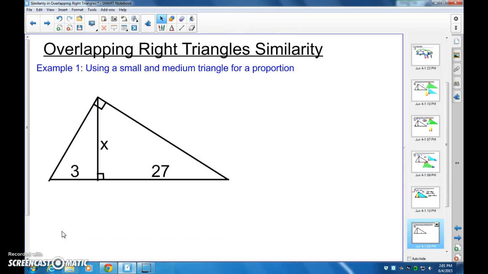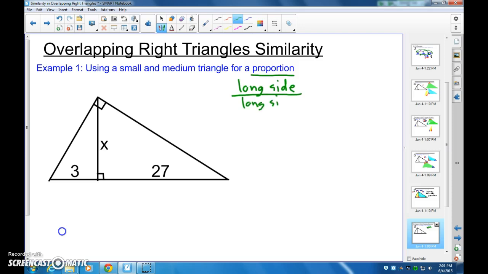So now let's take a look at solving a problem involving these similar right triangles. And this one we are going to be solving via a proportion for the small and medium triangle. And the whole proportion that I'm going to set up, I'm previewing it first and then I'll show it to you, is I'm going to do the long side over a long side equals a short side over a short side.